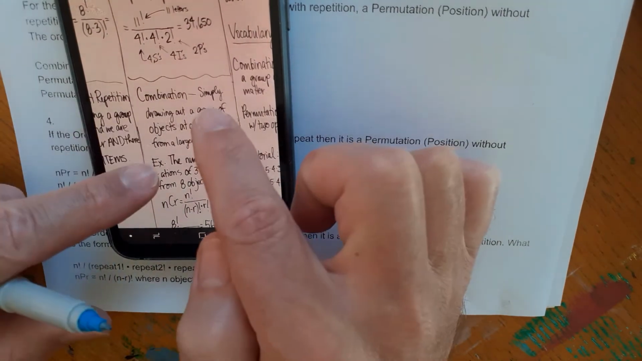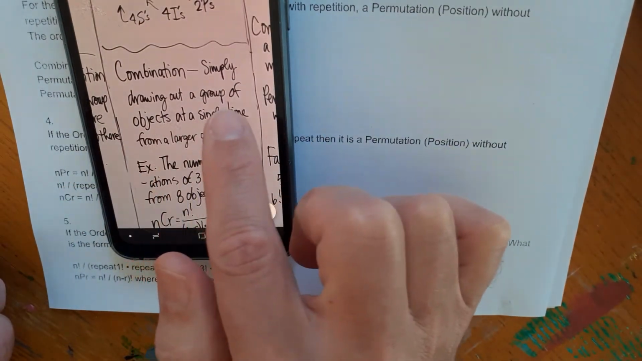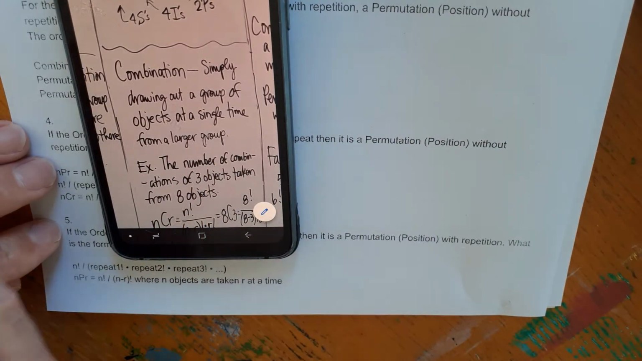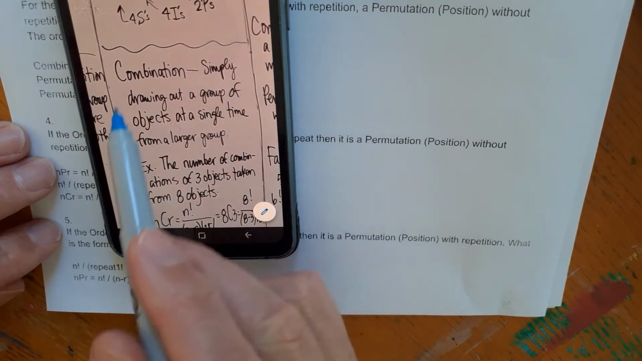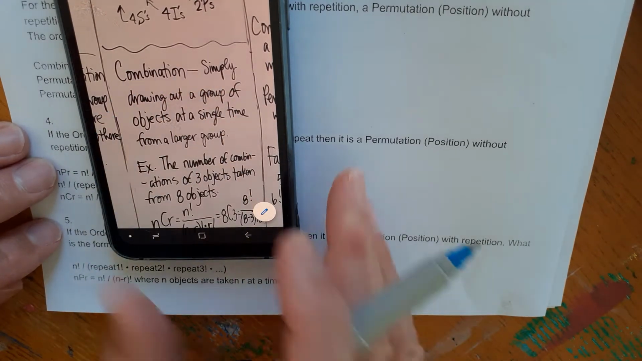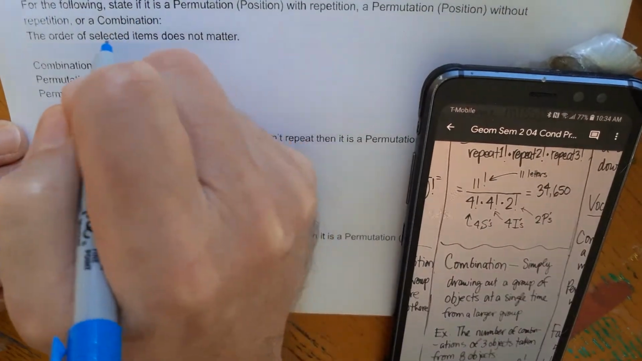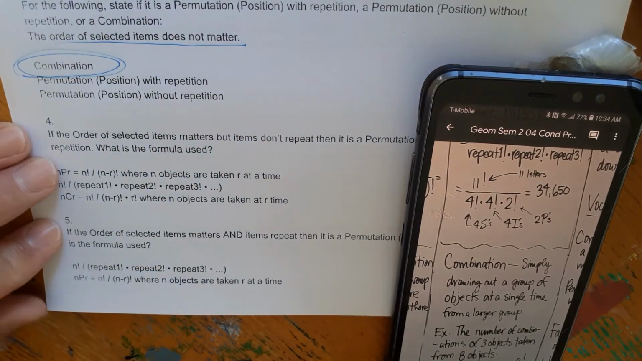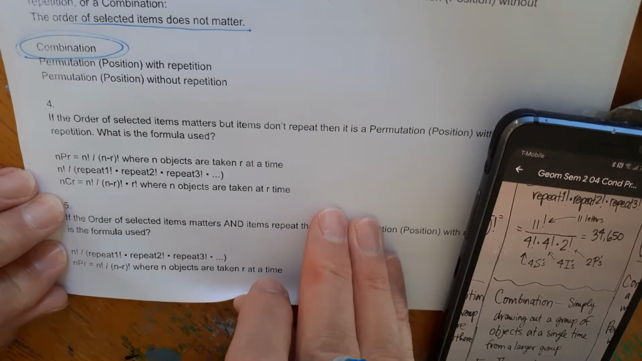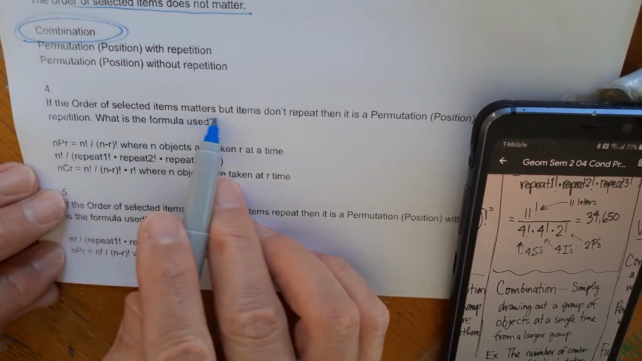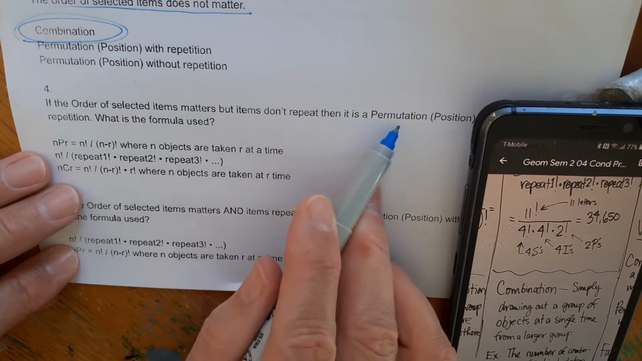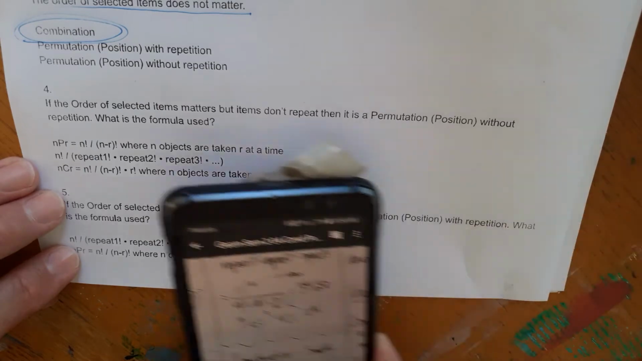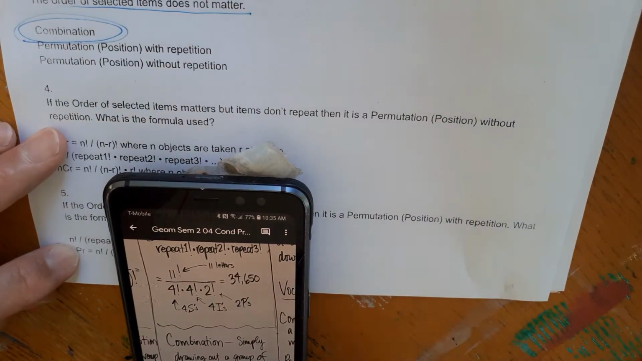So let's look at the definition of a combination. Simply drawing out a group of objects at a single time from a larger group. So we actually started with a more complicated definition. Now this one's a looser, less restrictive definition. So this is a combination because the order of selected items does not matter. Combination. Repeat those words after me so you can get them in your mind. All right, so if the order of selected items matters, but items don't repeat, then it is a permutation without repetition. What's the formula used? So now they're telling us it's a permutation without repetition.